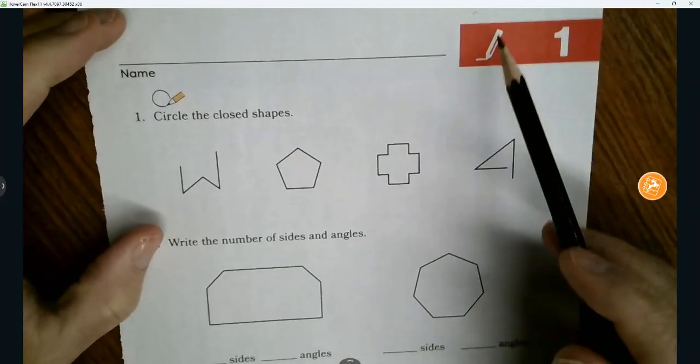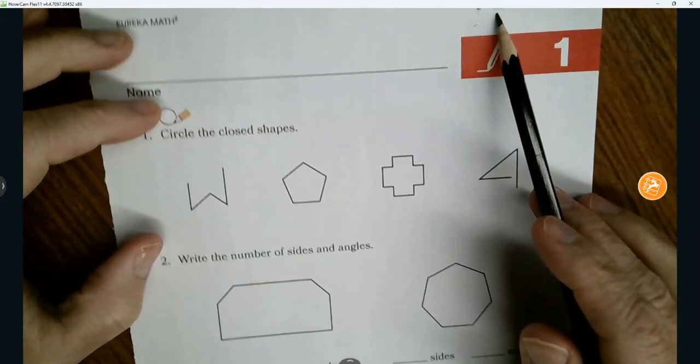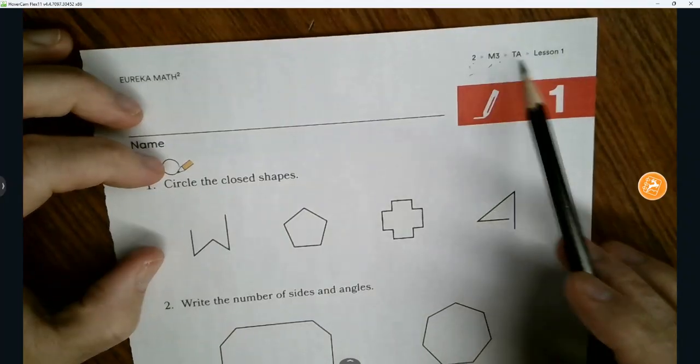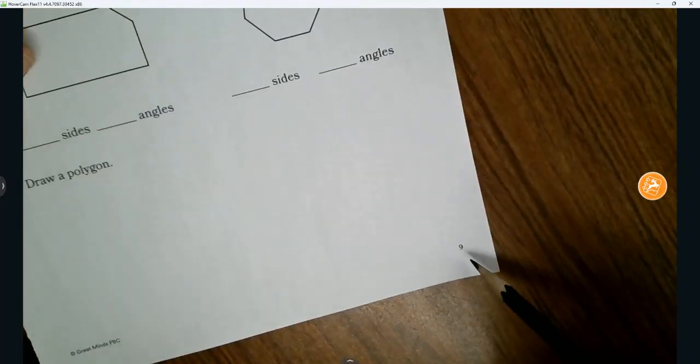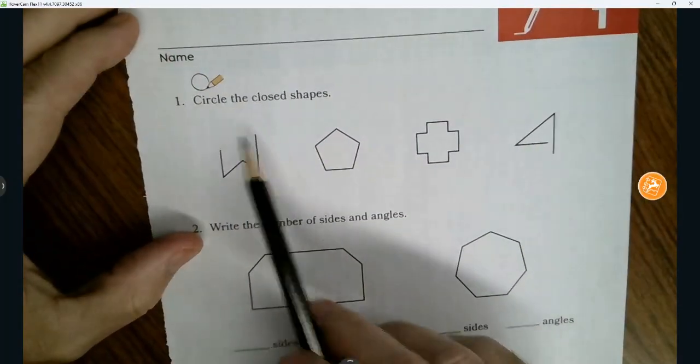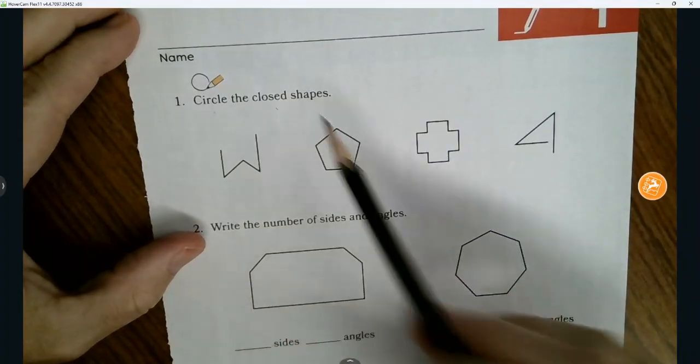All right, we're on, like I said, second grade, Module 3, Lesson 1. This is on page 9, and there is a little bit on the back of this one for page 10. Okay, let's look. It says circle the closed shapes.